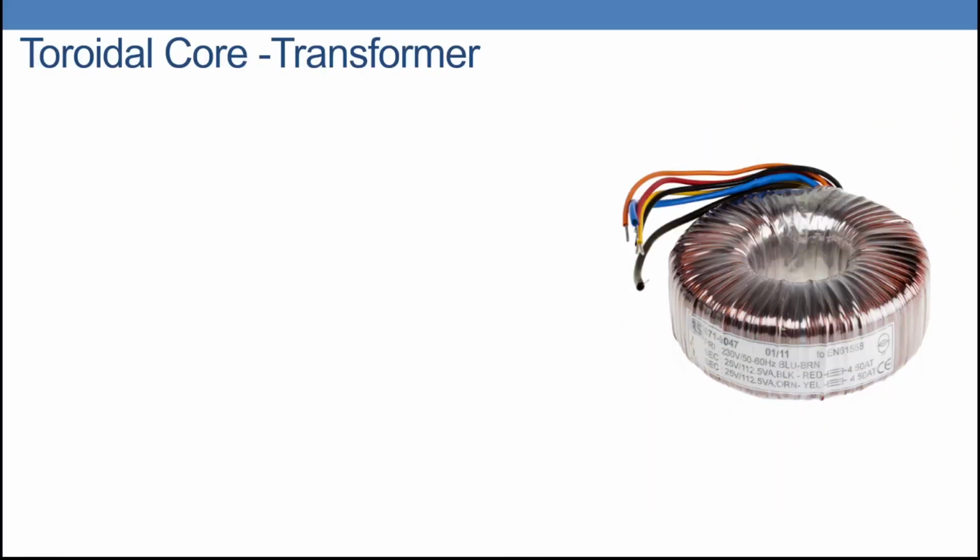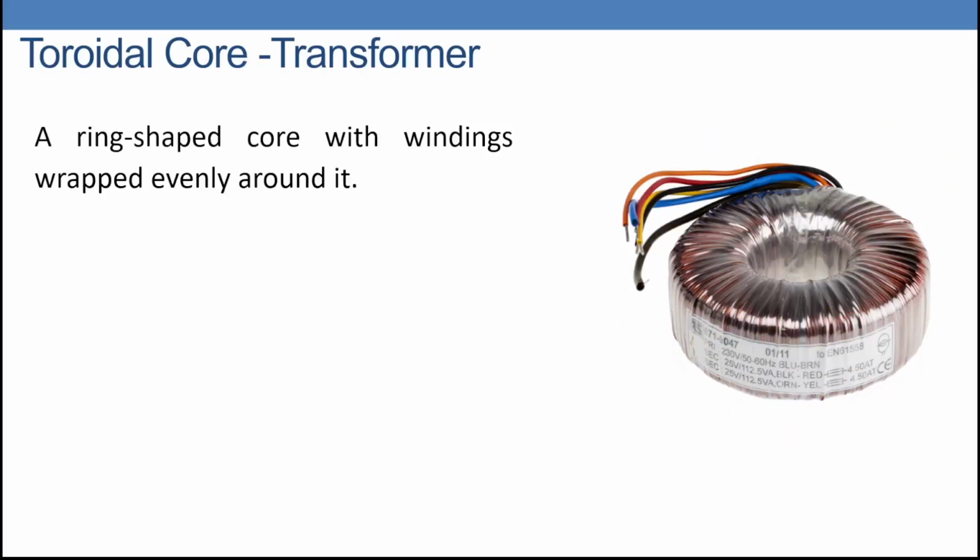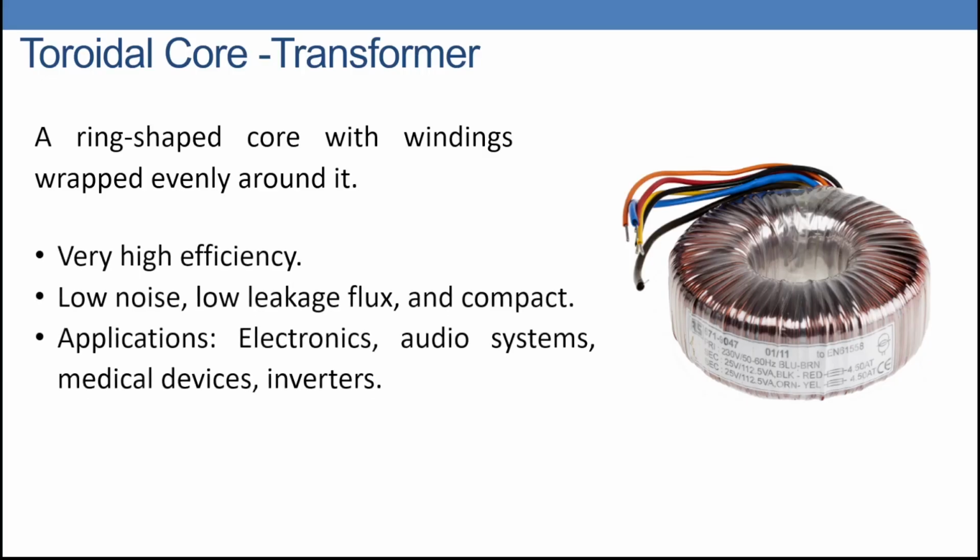The third type is the toroidal transformer, which uses a ring-shaped core with winding evenly wrapped around it. Compared to core type and shell type, that one provides high efficiency, lower leakage, less noise, and a more compact design, making it suitable for applications such as audio systems, modern electronic applications and inverters.